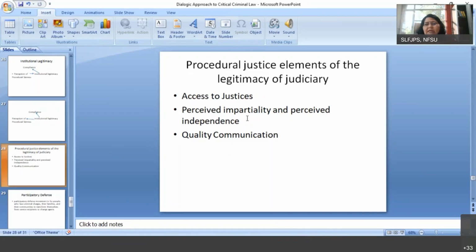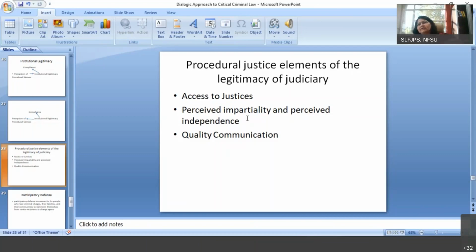The first and foremost is access to justice: how accessible the institution is for achieving people's own justice needs. The second is the perceived impartiality and perceived independence of the institution. The perceived impartiality and independence of the judiciary plays a very vital role in determining the procedural justice issues with the institution. And third is quality communication, how well you are communicating with your subject matter.